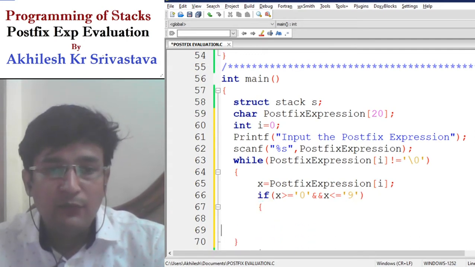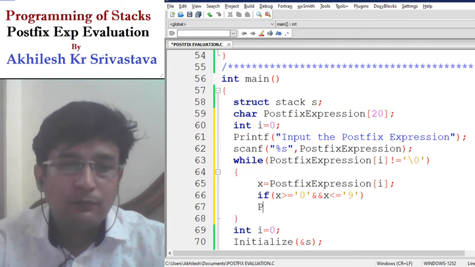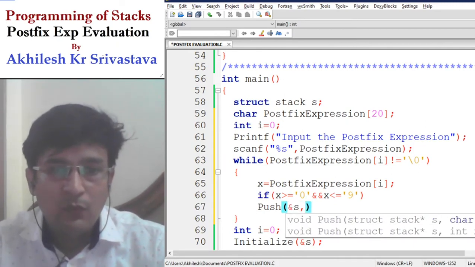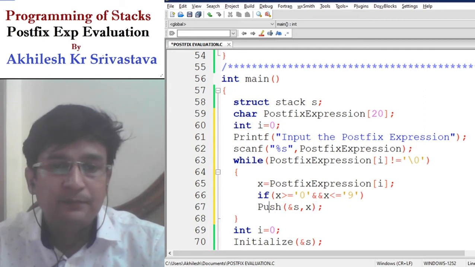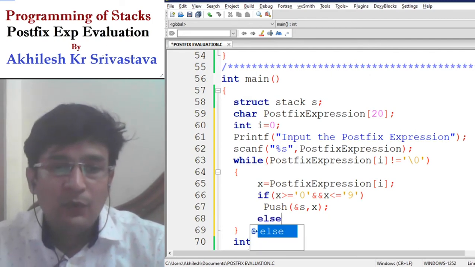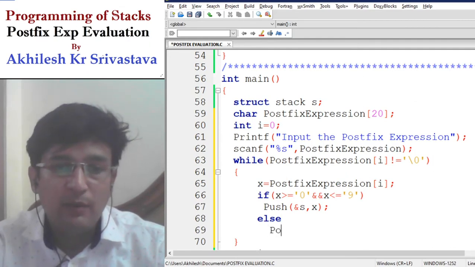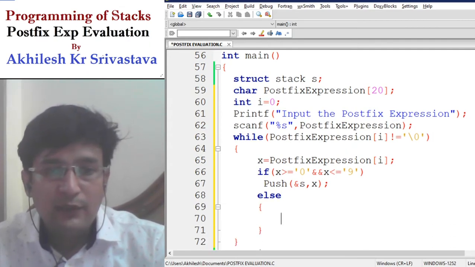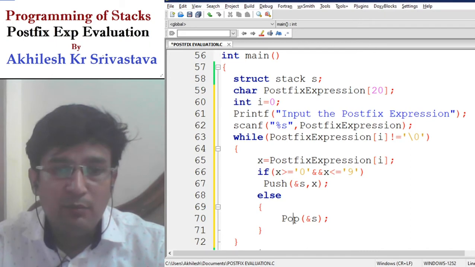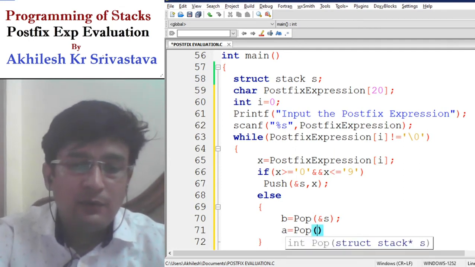So if we have an operand, we need to push that on the stack, and then the address of s, x. So this has been pushed to the stack. But if the given input symbol is not between 0 and 9, it has to be an operator. So if we have an operator, we need to pop the stack two times. The first time, the popped item is taken in B. We again pop the stack and take that value in some A variable.